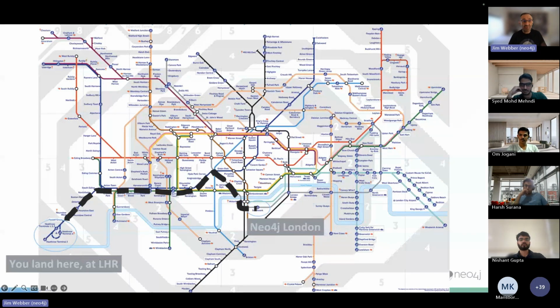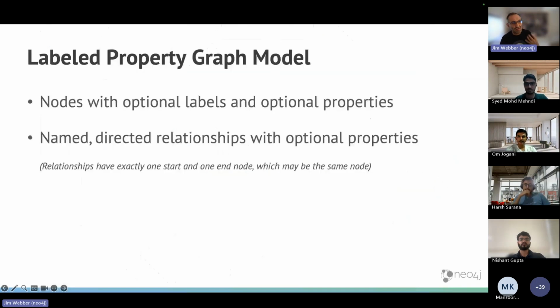So perhaps you haven't even been to London, but you already know how to use this graph to help you achieve some informational goal, in this case, to take a fast route from the airport to the office. And this is the world I live in. I live in this world of what's called the labeled property graph model. And this is the data model that Neo4j has.